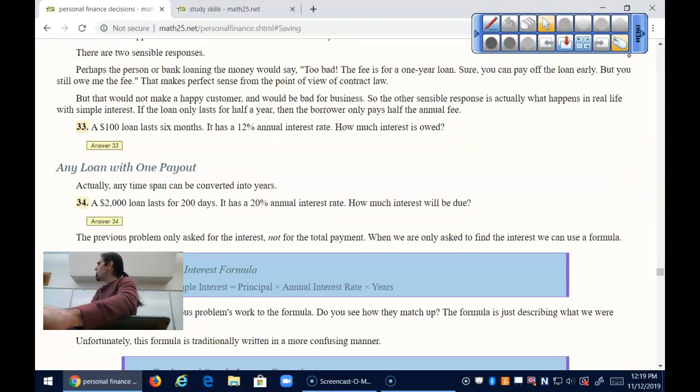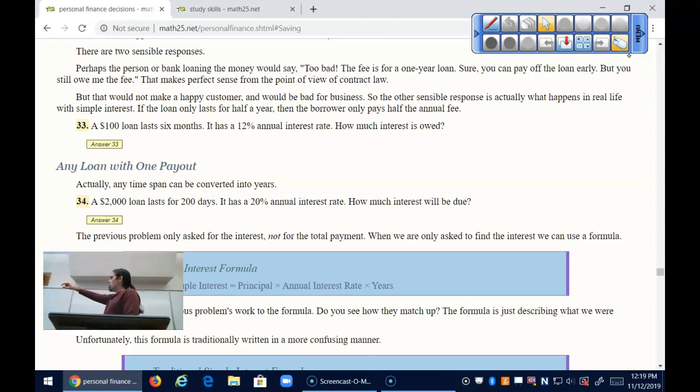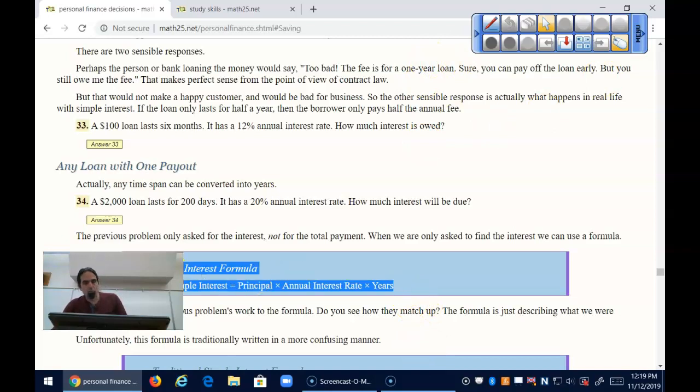Okay, simple interest was principal times annual interest rate times years. Simple interest is always everything about years. The hard part about simple interest is when they give you a number that's not in years, because it has to be in years. So then we have to fuss with it. So let's actually do our first review problem from last week.